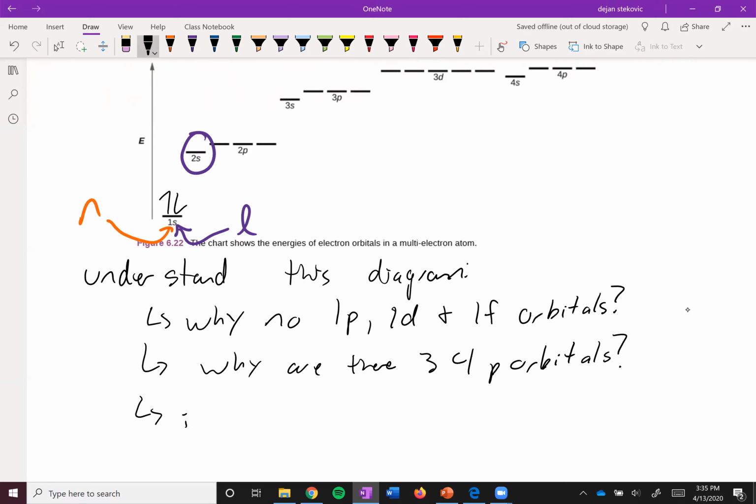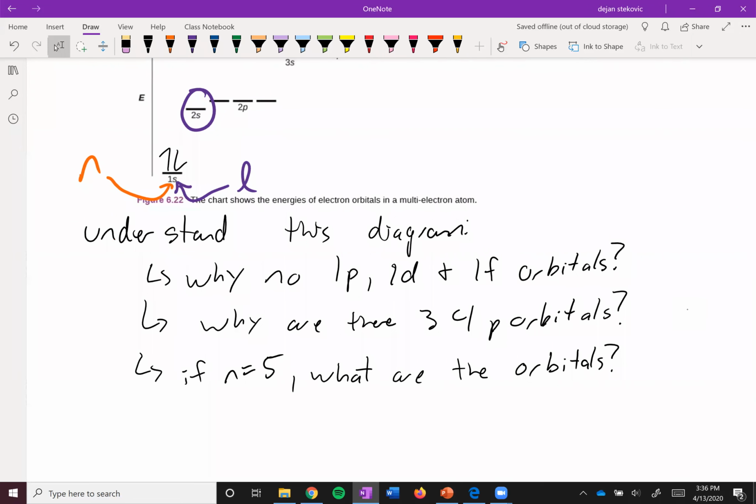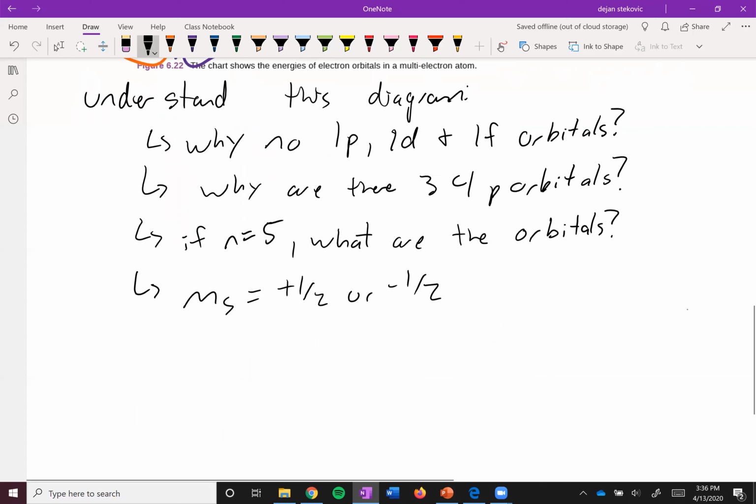Another thing you should think about: if n is equal to 5, what are the orbitals? 5s, 5p, 5d, 5f. Is that an option? How many of them are there of each? And the last thing you want to remember is that m sub s can equal positive 1/2 or negative 1/2. And that means that the electron is either spin up or spin down.